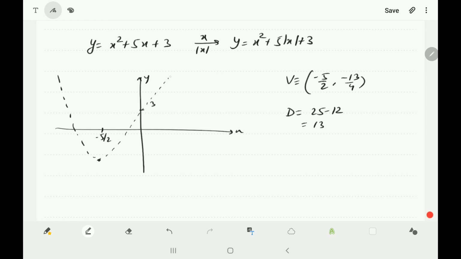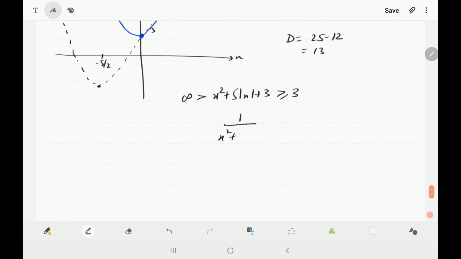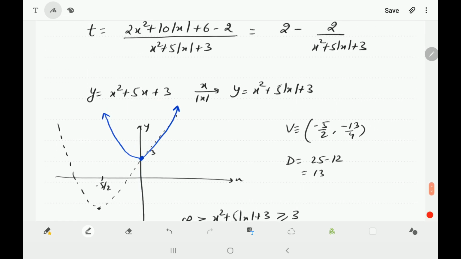Now once you do the transformation of x to mod x, you will just reject the left half and take the mirror of right into left, so you will have a graph like this. According to this, the range of the function x square plus 5 mod x plus 3 is always greater than or equal to 3, that is, 3 to infinity. Is this clear? Now I have to take the reciprocal. So once I take the reciprocal, we will have 1 upon x square plus 5 mod x plus 3 from 0, and the inequality will change to 1 by 3. Now you have to multiply it with minus 2 and then add 2.